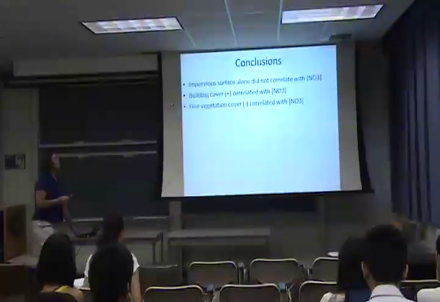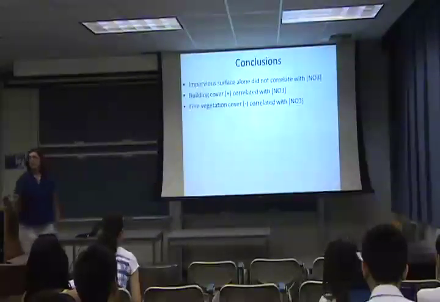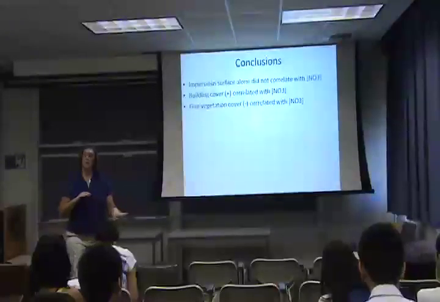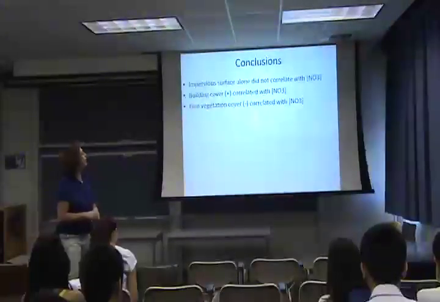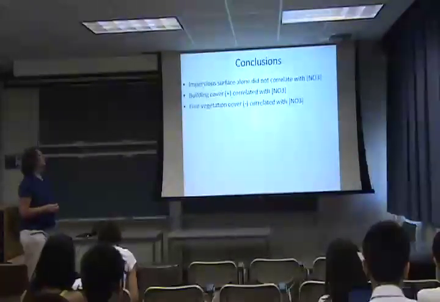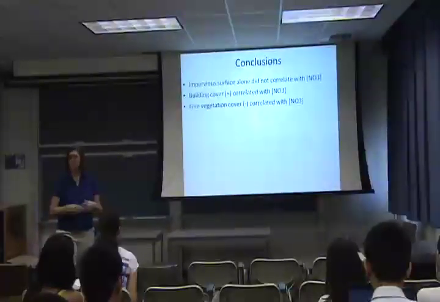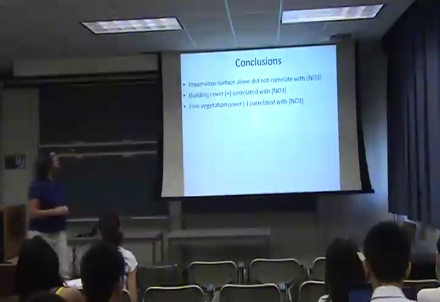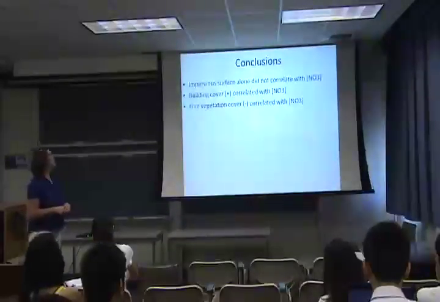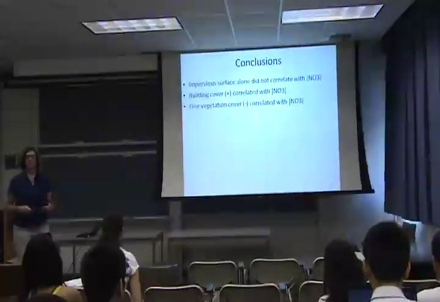Okay, so to wrap it up, the data, impervious surface alone didn't correlate with the amount of nitrate coming into the system. So impervious surface, remember, relates to both the amount of buildings you're putting on the landscape as well as the amount of hardscape. Building cover, though, as a subset of that impervious, is positively correlated with nitrate. Okay, the more buildings you have, the more nitrate you're going to flush out of the system. Fine vegetation, which in this landscape is grass, is lawn. The more lawn you have, the less nitrate you're going to release into the water.